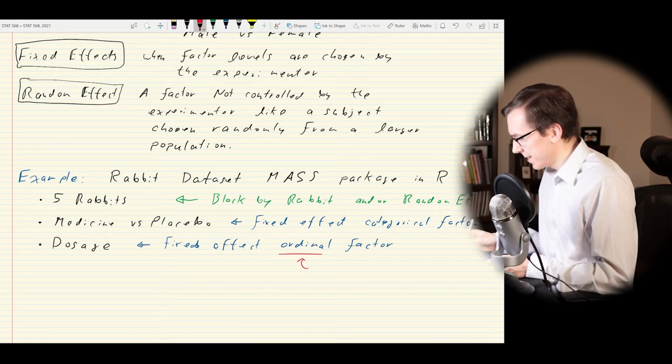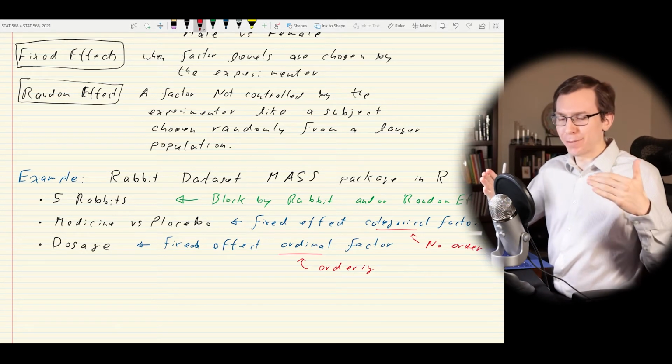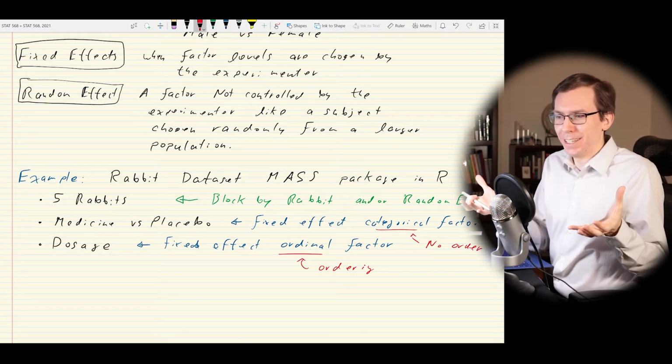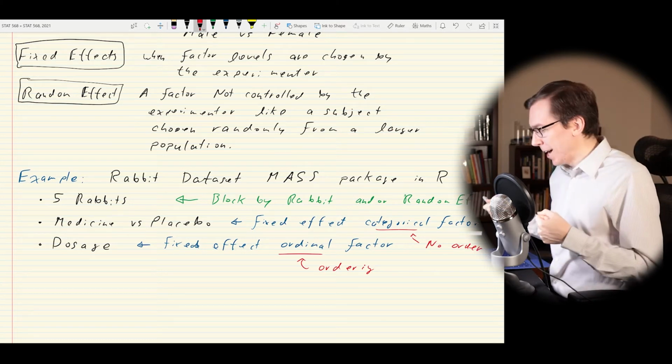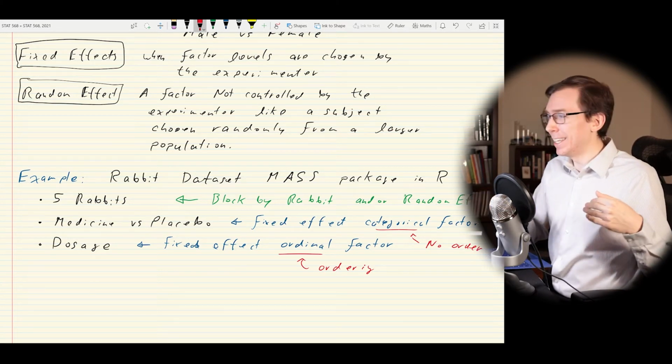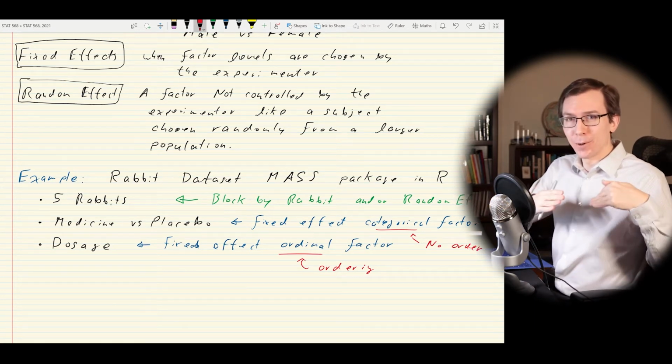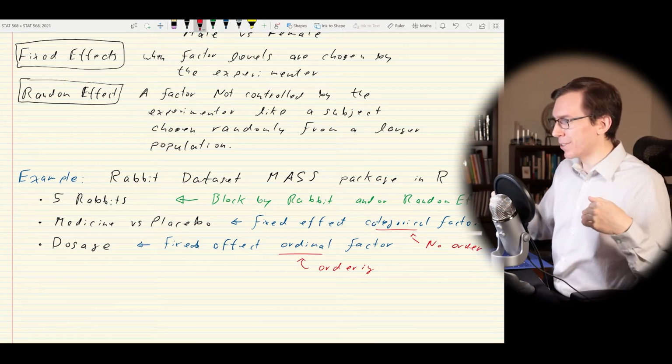Ordinal in the sense that there is an ordering. Categorical meaning no order. So there's no natural ordering from medicine and placebo. It's just 2 different levels of my factor. Whereas for dosage, in this case, I think there were 6 different levels from the lowest to the highest, and it sort of doubles every time.